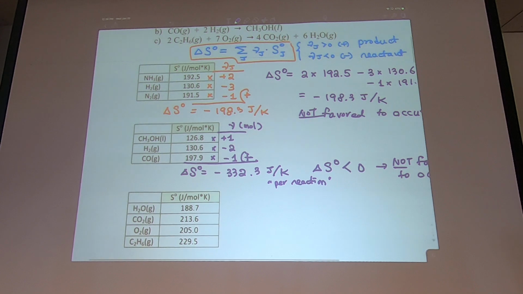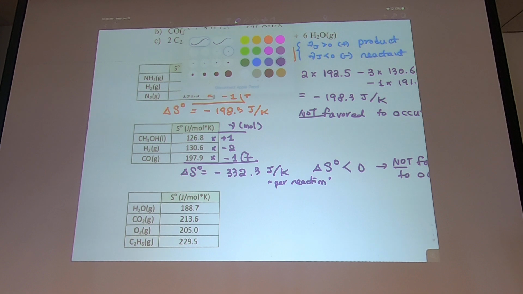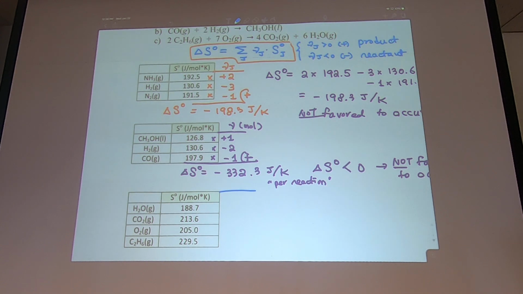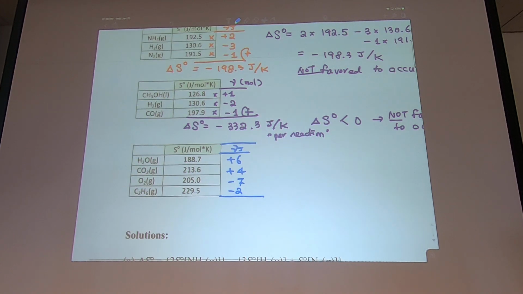Okay, let's finish up the last one. Yes, I want to use a little different approach now. Okay, so this constant that goes in front, water is +6, 4, 7, minus 7, 2, minus 2. You add them together, delta S naught, you multiply those numbers, right?